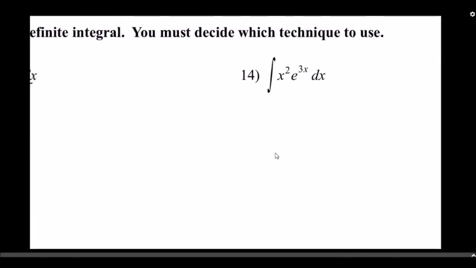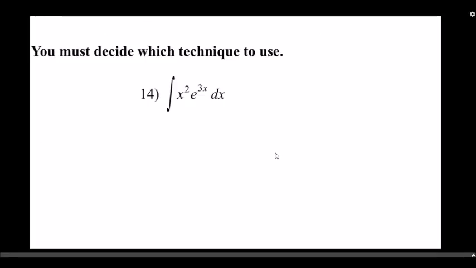For 14, it looks very similar. We do have an expression involving e, so is this going to be one where we can do e to the u du? Well, if we let that equal u, then du is 3 dx, and the problem is we have an x squared there that we can't really account for. So this whole u and du and e to the u didn't work.